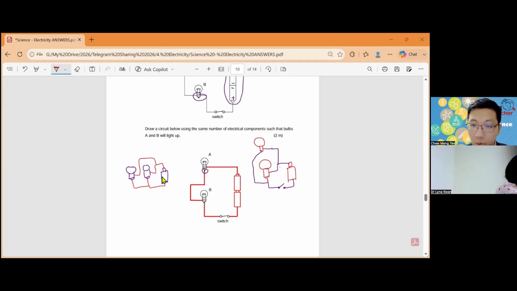Isaac, so why are the tips connected? It must be connected to be a complete circuit. What do you mean by why are they connected?